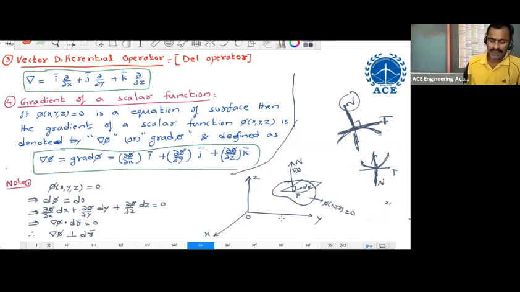That is why we use this gradient quantity to find the normal to any given surface. Right? It is about gradient. Finally, this gradient gives the normal to any given surface only. We are operating this del operator on a scalar function, and this converts the scalar function to a vector function.